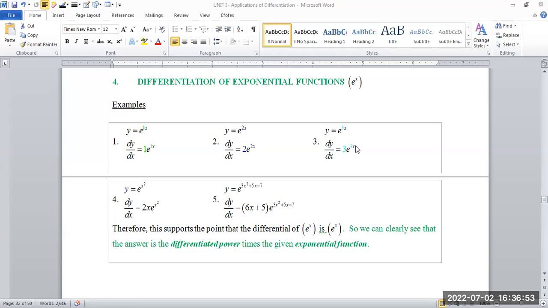But I have to differentiate the 3x. And when I differentiate the 3x, I'm going to get 3. So I'm going to put the 3 in front of it. So I'm going to end up with 3 e to the 3x. You see?